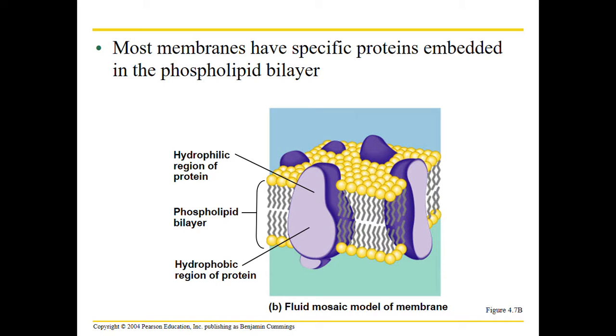And within that bilayer, we have proteins. Some sit on top and hold cells in place, whereas others will go all the way through. They can have receptors for hormones. They can be enzymes. They can be channels for moving things in and out of the cell.